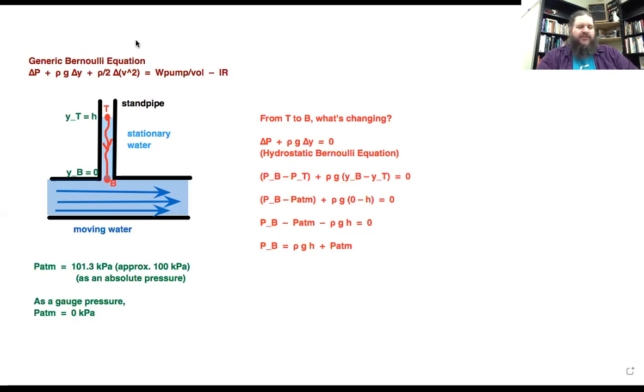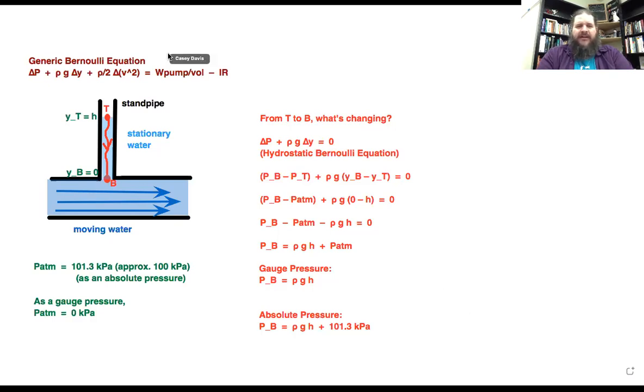But if we're talking about pressure as a gauge pressure, we can ignore the plus P atmosphere because that plus P atmosphere is just 0 if we're using gauge pressure as our pressure scale. So as a gauge pressure, we can say pressure at point B is just rho g h because atmospheric pressure is 0. Whereas if we're talking about absolute pressure, pressure B would be rho g h plus 101.3 kilopascals.